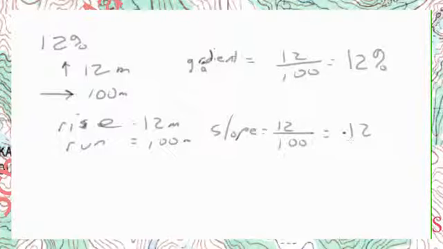So if you want to change slope into a gradient, all you have to do is move the decimal place over 2. Slope and the gradient are both ratios measuring the same sort of thing, except gradient is always measured over 100. Slope can be measured over any run.